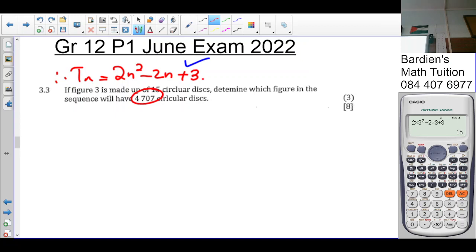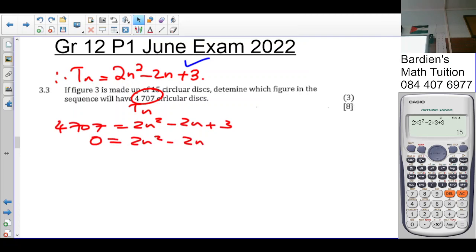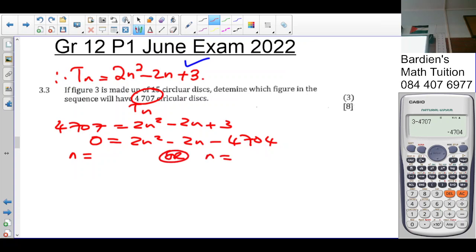4,707 discs. So this is the nth term. So 4707 is equal to 2n squared minus 2n plus 3. So 0 is equal to 2n squared minus 2n plus 3 minus 4707. That gives us negative 4704. So n works out to be one of two values. Remember, n must be a natural number. So we use the quadratic formula here, and I'm sure at this point you guys won't try and find factors.